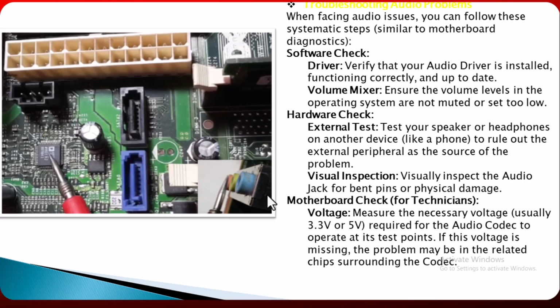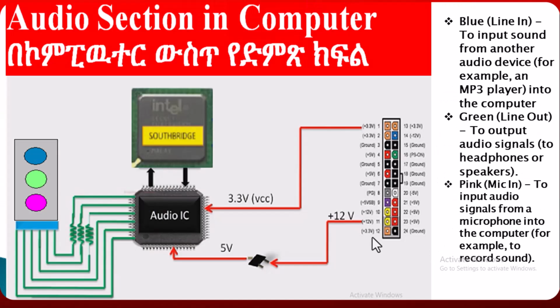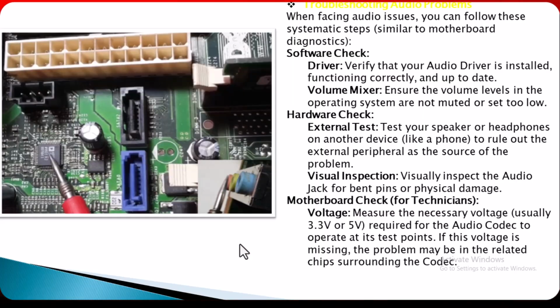The other one is the motherboard check. Voltage: measure the necessary voltage, usually 3.3 volt or 5 volt, required for the audio codec to operate, at its test point. Look here, this voltage is 3.3 volt, and the other one is this 5 volt. If this voltage is missing, the problem may be in the related chips surrounding the codec.